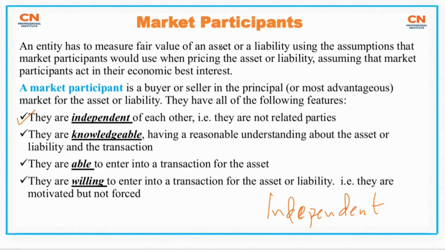Because if you are selling something to somebody you are related to, you might not really get the true fair value, right? So they are independent of each other, meaning they are not related parties. They are not family members, they are not brothers, they are not sisters. They are not related. They are knowledgeable. They have an idea of what's going on in the market. They have a reasonable understanding about the asset.